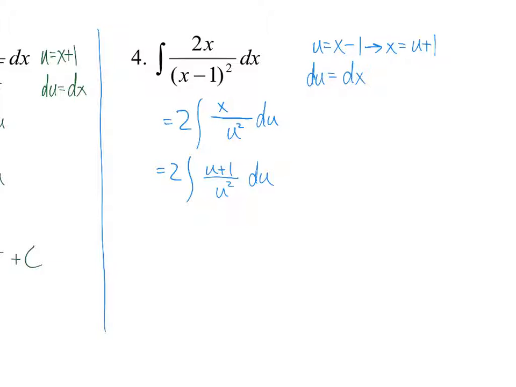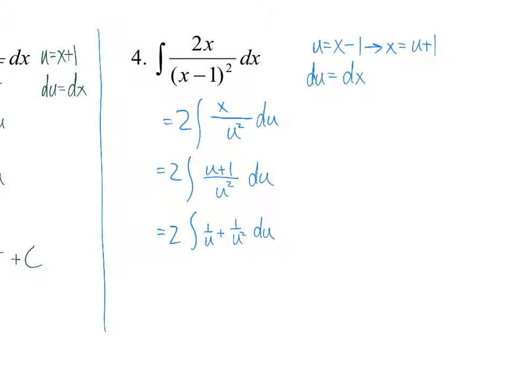And however you think about this one, there's a lot of different ways you could think about it. You can think of this as making that a u to the negative 2 power and distributing it. You can think of it as a u over u squared plus a 1 over u squared because there's only one term in the bottom. Either way, you end up taking the integral of 1 over u plus 1 over u squared.